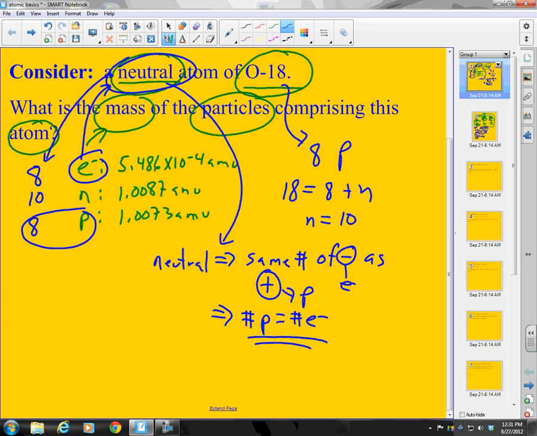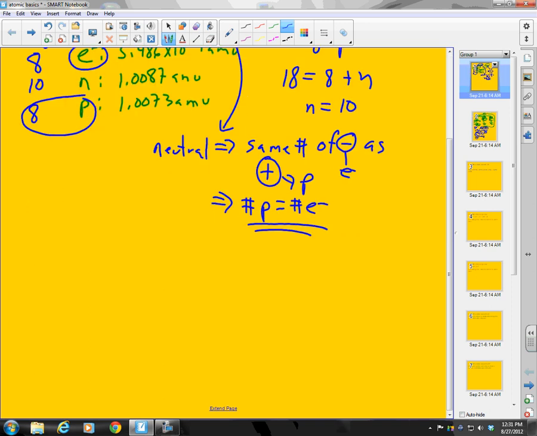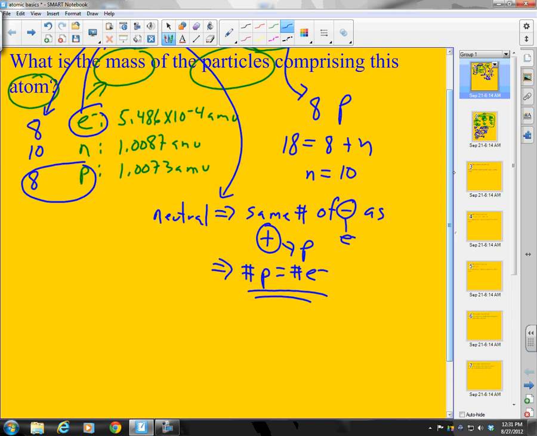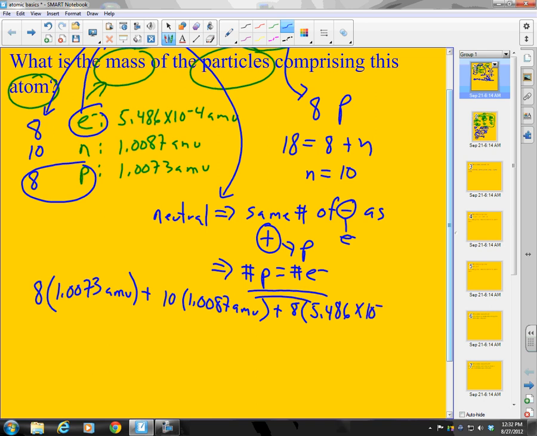Finally, I think we can answer our question. We want to know the mass, so I'm going to take 8 protons times 1.0073 AMU, plus 10 neutrons times 1.0087 AMU, plus 8 electrons times 5.486 times 10 to the minus 4th AMU. And what's that equal? I need to grab my handy dandy calculator, and let's see.